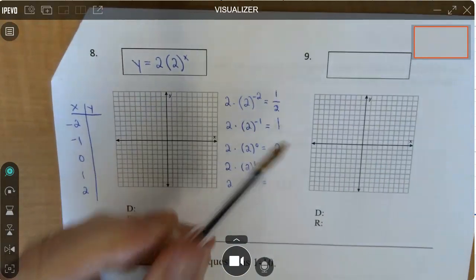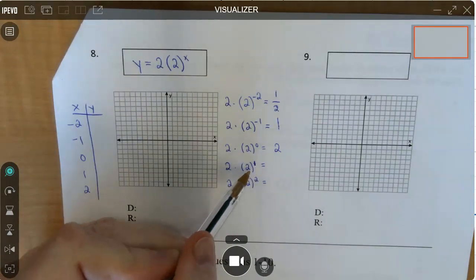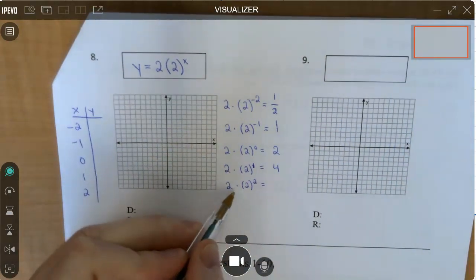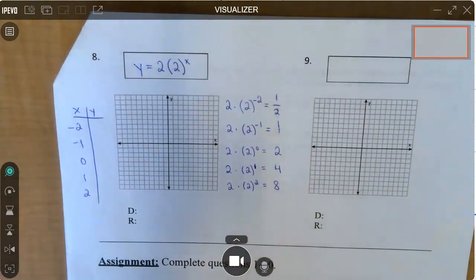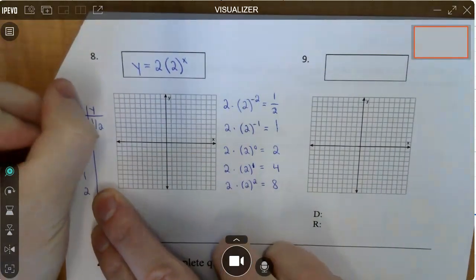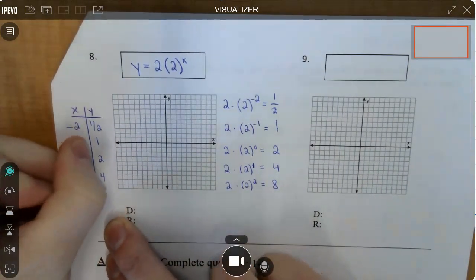These numbers are doubling. 2 to the first power is 2, times 2 is 4. 2 to the second power is 4, times 2 is 8. And there is your exponential growth. So now I'm going to plot these 5 points. I can fill in my t-chart over here. So I had 1/2, 1, 2, 4, 8.